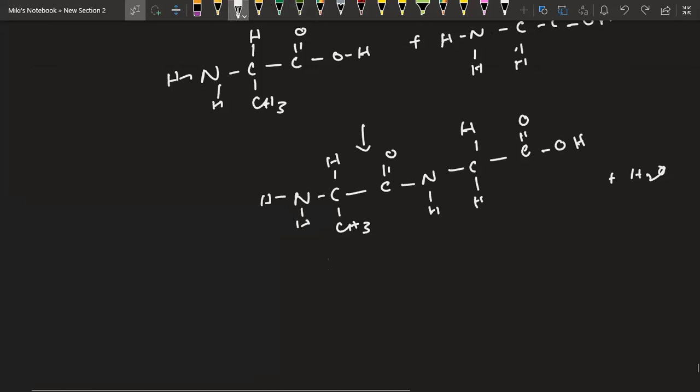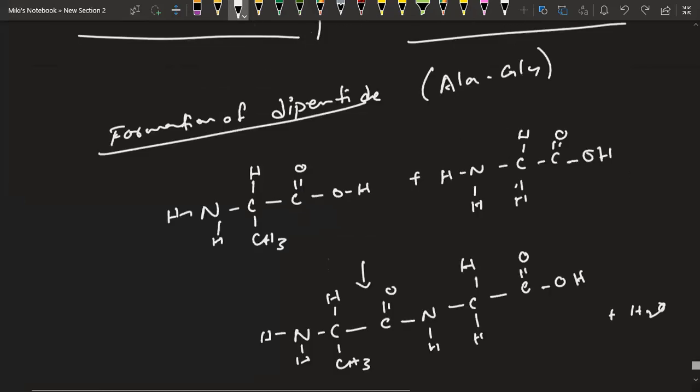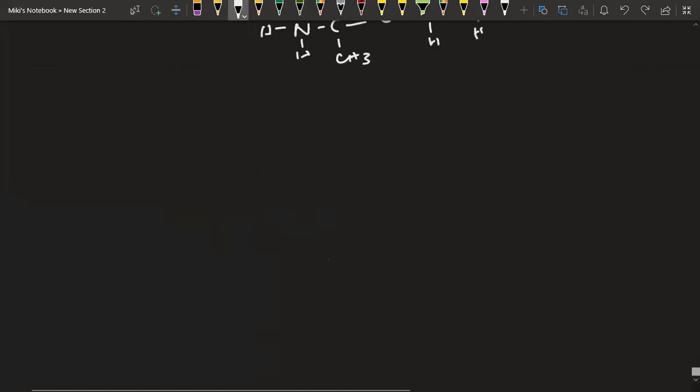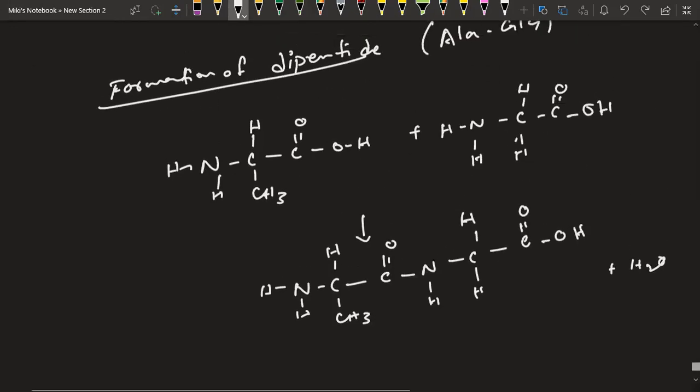So our formation of amide, peptide, formation of peptide, we have seen how this peptide linkage formed. Now dipeptide formed. That means we have two peptide groups. Now, if we want to form, let's say, tripeptide, how would that be? Dipeptide means basically we have a single peptide linkage.